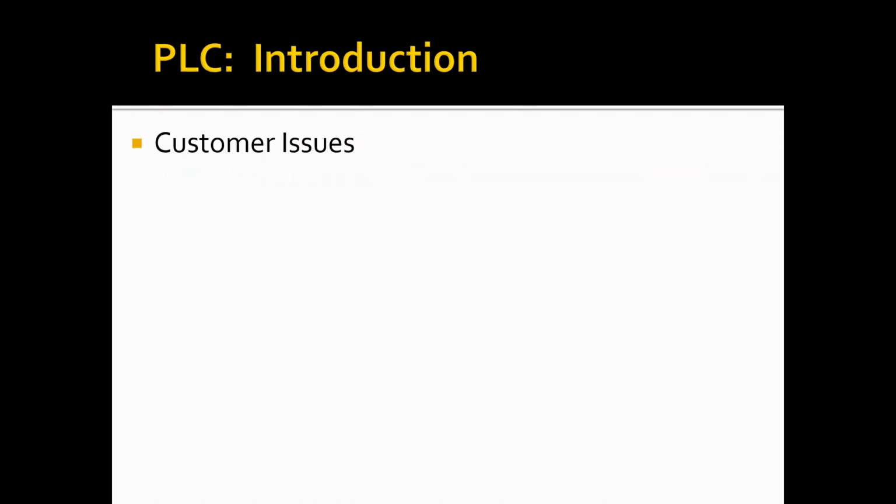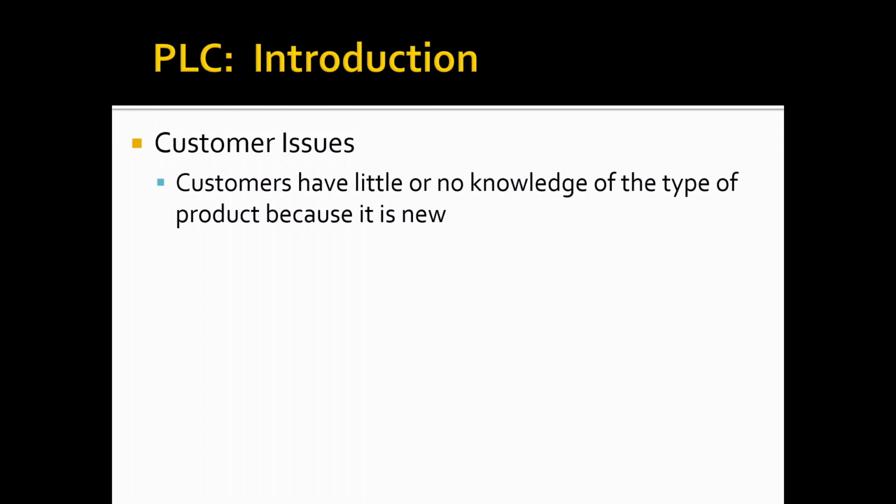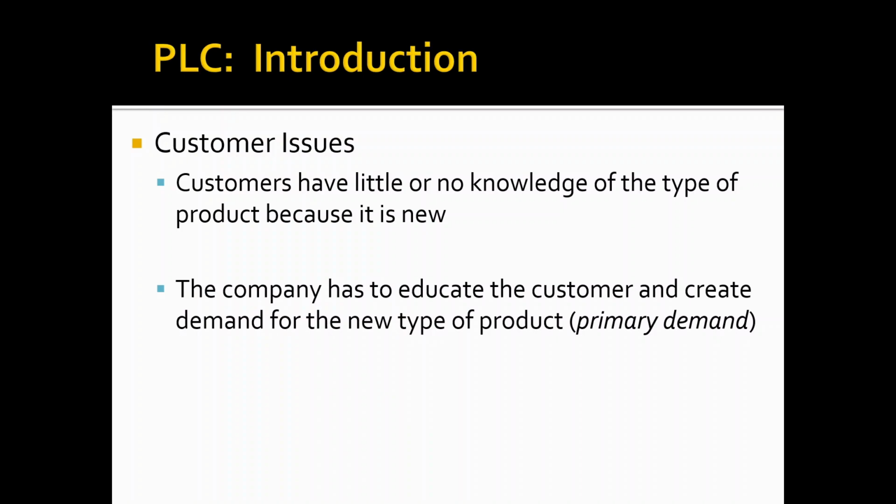So what are the key customer issues? First, customers often have little or no knowledge. They don't know anything about it because it's brand new. What is this Airbnb stuff? The company has to educate the customer and create demand for this new type of product. Economists would call it primary demand. We have to build demand for the category, not necessarily for the brand, which would be secondary demand.